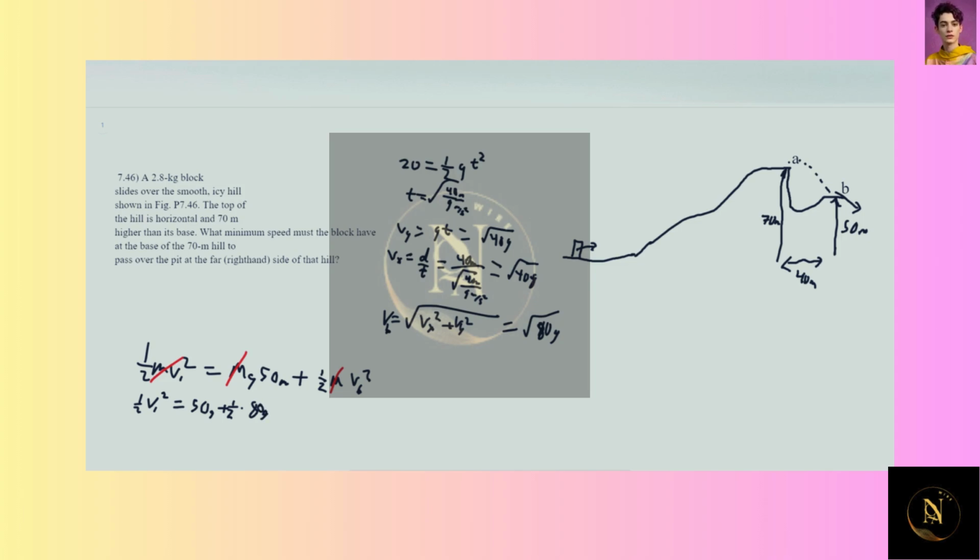Okay, so then we get v1 squared is equal to 50 plus 50 plus 40 is 90, so times 2 is 180g. So then we get v1 is equal to the square root of 180g. Okay, and then that should get you a number, and it's going to be in meters per second.